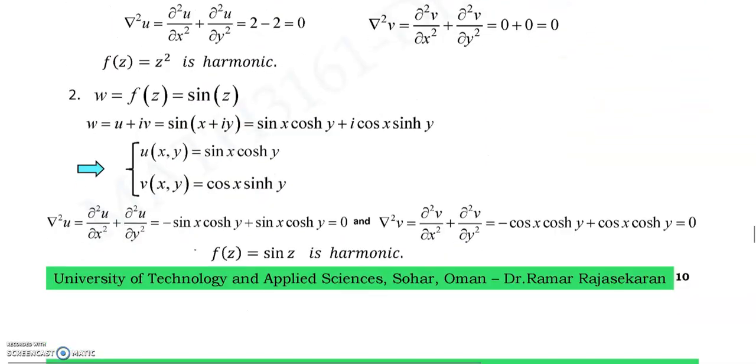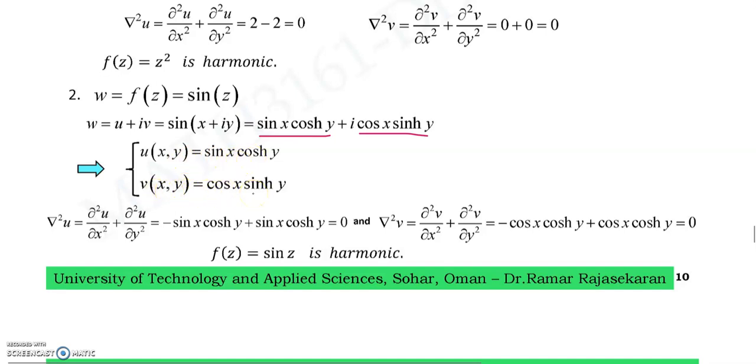Now you see w is equal to f of z is equal to sin z. Already we know this, we have seen it in the last video. Now w is equal to u plus iv, you put z equal to x plus iy, and then you apply the trigonometric rule, then you make the simplification, you will find this. Here what is u? u is this. What is v? v is this. So now you see ux,y is this, vx,y is this.